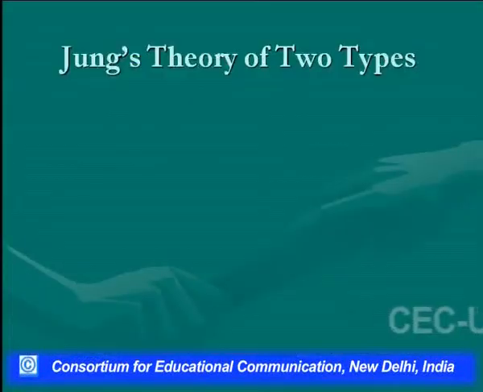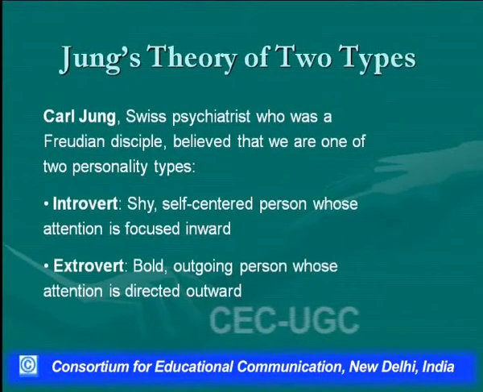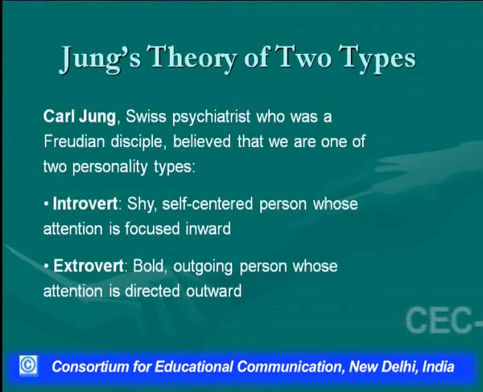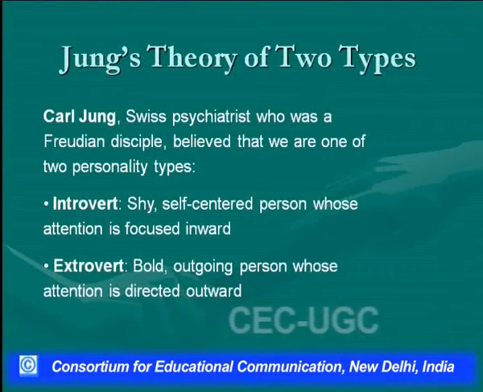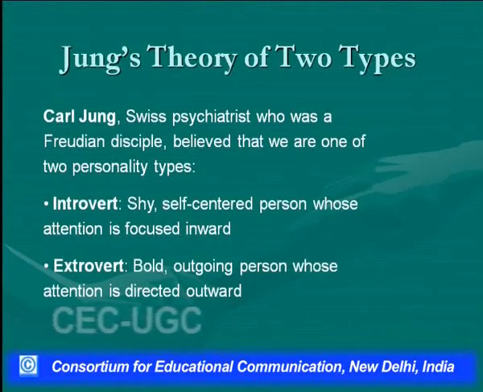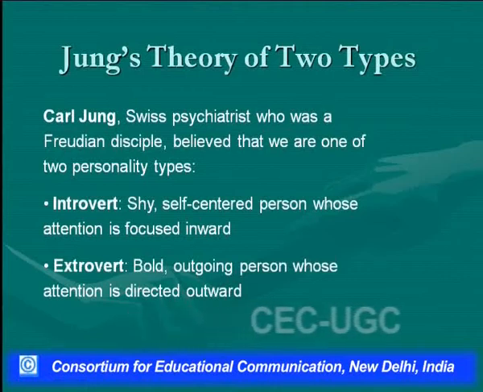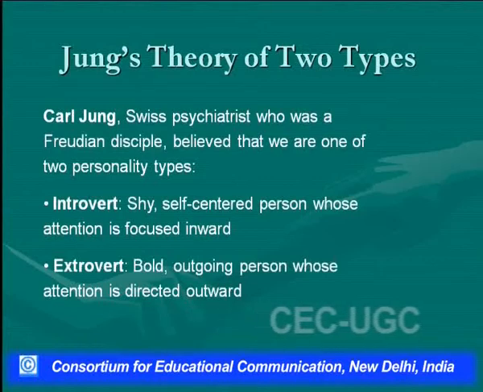Now there is Jung's theory of two types. Carl Jung's theory is of two types, the introvert and the extrovert. Carl Jung was a Swiss psychiatrist, a Freudian disciple, who believed that we are one of two personality types: the introvert and the extrovert. The introvert is basically a shy, self-centered person whose attention is focused inward, whereas the extrovert is a bold, outgoing person whose attention is directed outward. So Jung's theory of personality is centered around these two aspects: either the person is an introvert or the person is an extrovert.